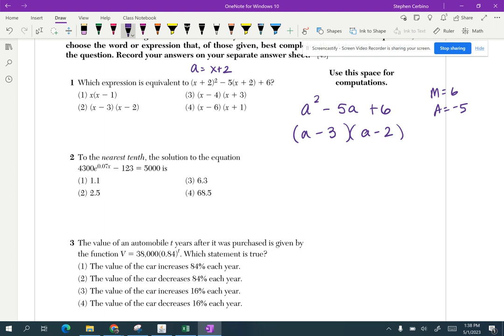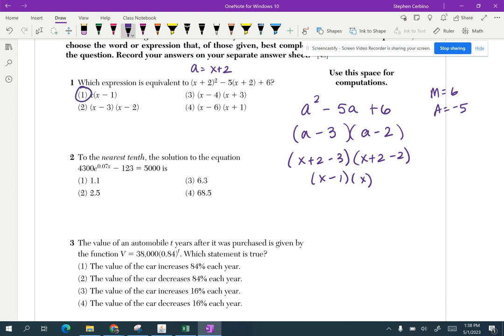Now, that's not my answer because a is really x plus 2. And a is really x plus 2, which is going to make this x minus 1. And it's going to make this just x, which gives us choice 1.